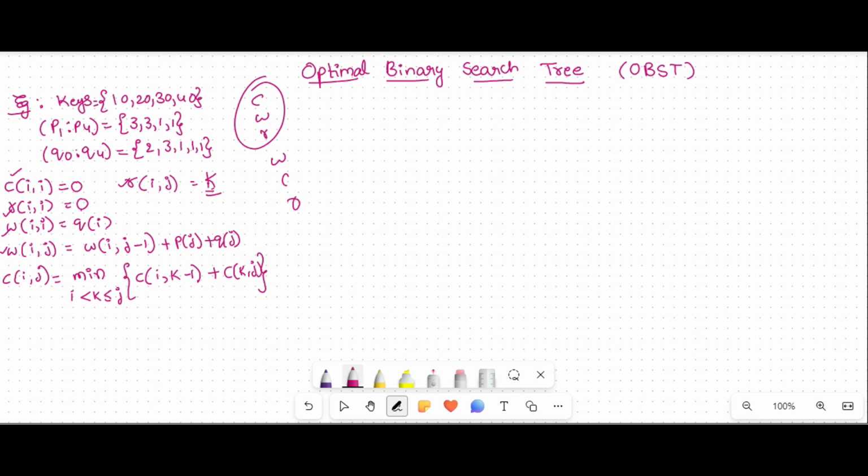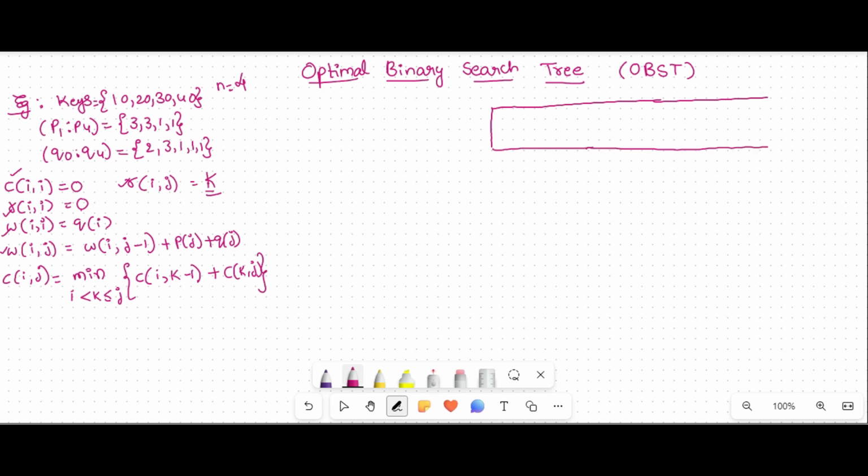Okay, so now one table we have to represent. In this example, how many keys are there? N equal to 4. So here I am representing I values 0, 1, 2, 3, 4, and here the J minus I equal to 0 column.